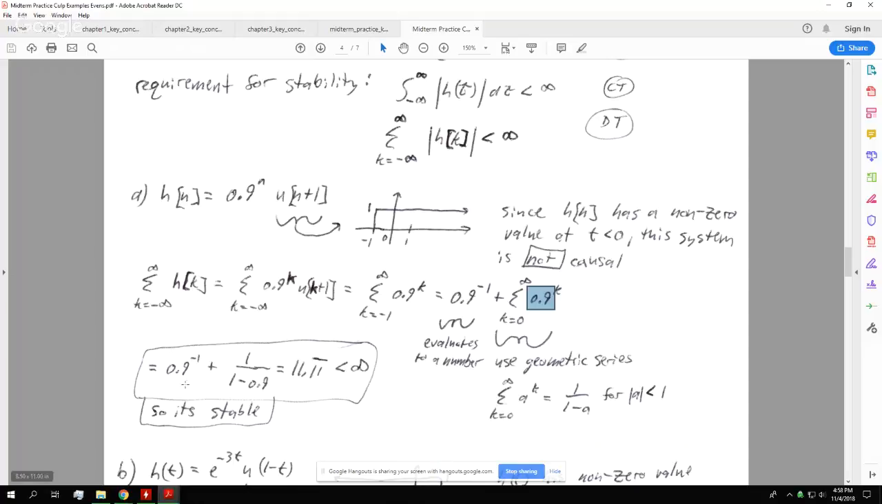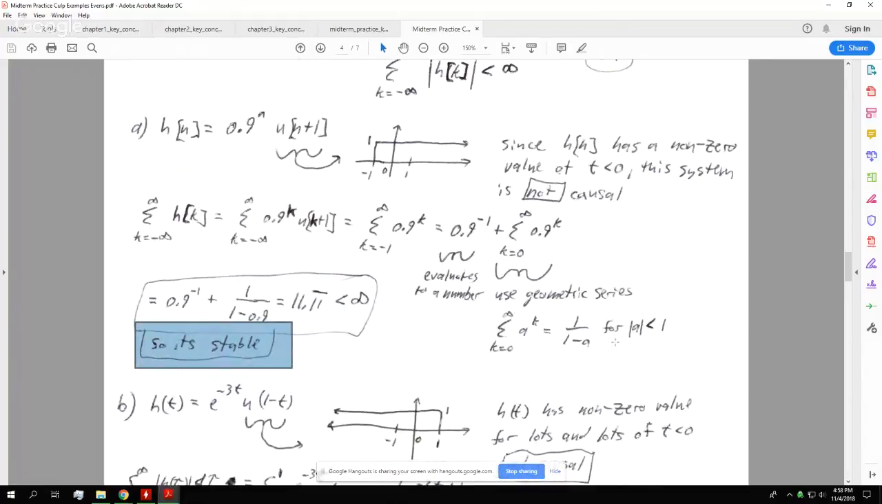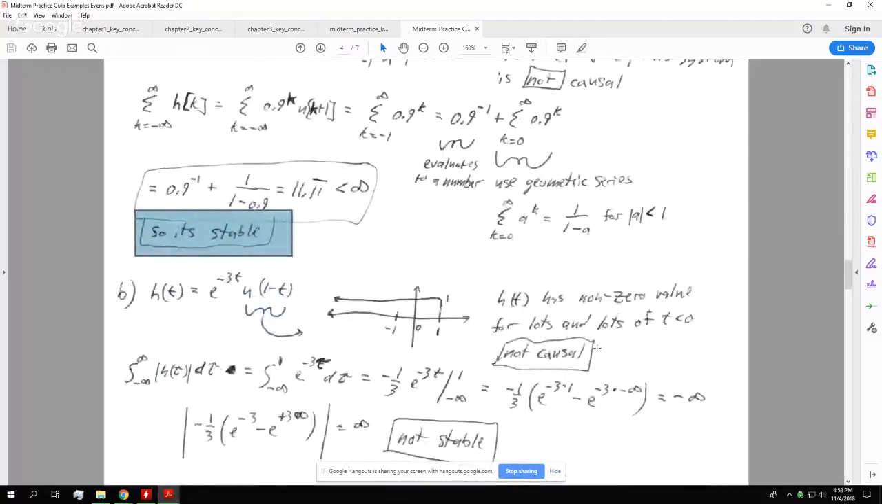So putting that all together, I have that here. 0.9 to the -1 power plus 1 over quantity 1 minus 0.9. And putting this into a calculator gets this number. And we can see that this number is a number and it's not infinity. So this system is stable. And that's for the first signal, part A. So let's do this again with another signal and see what it does.